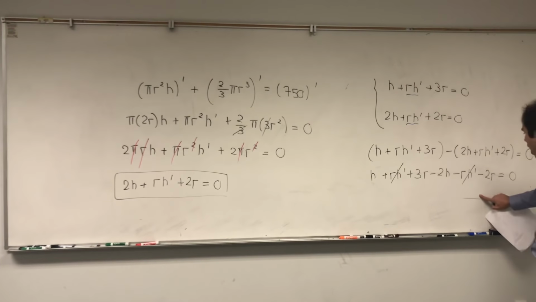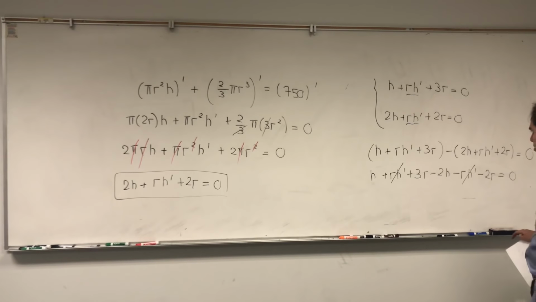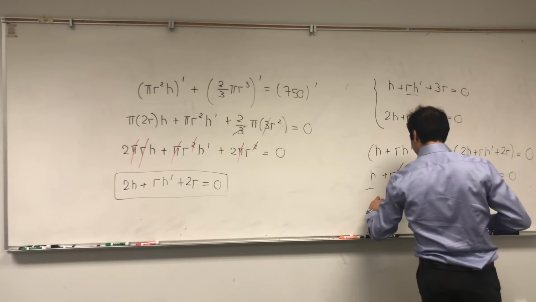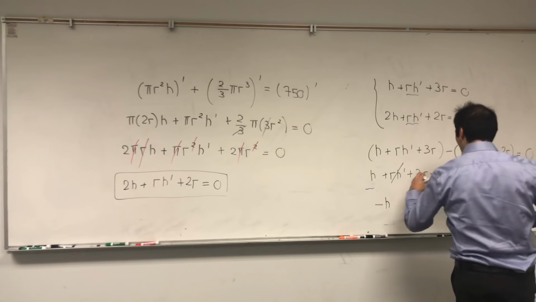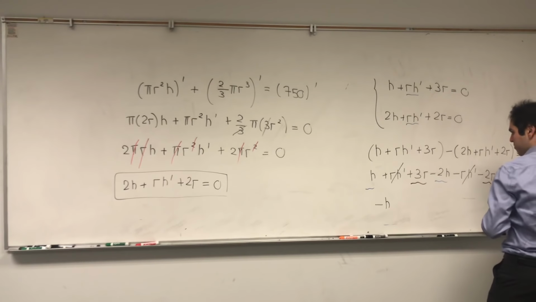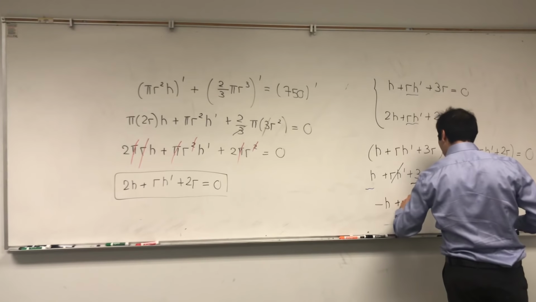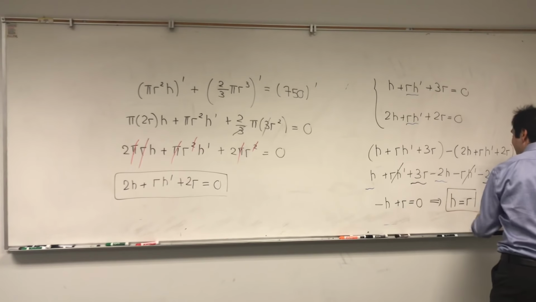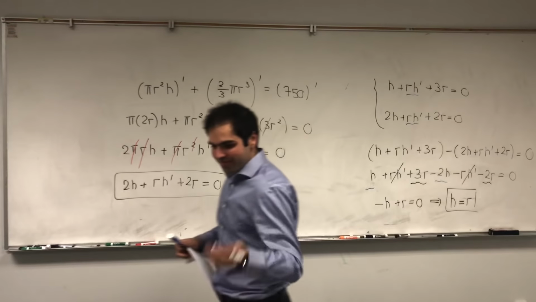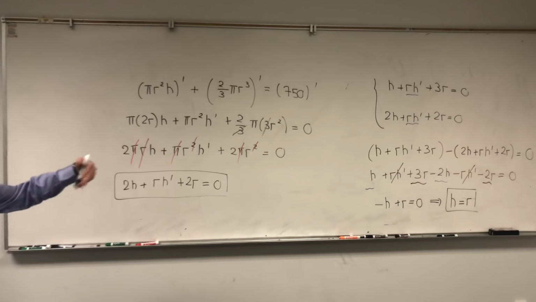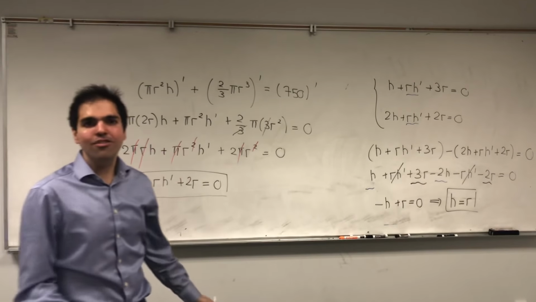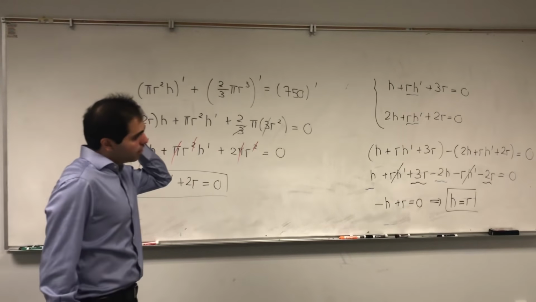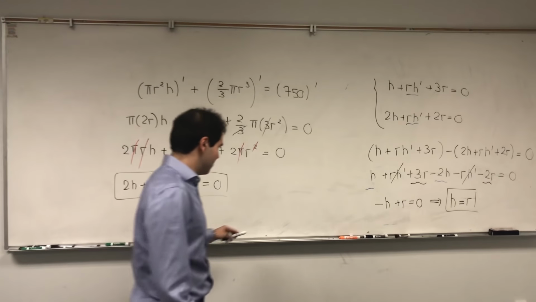And then what we end up with is the following. So h minus 2h, that's minus h. And then 3r minus 2r, that's r. So minus h plus r is 0. And so we get, again, like before, that h equals r. How pretty! And then you can just solve for r, for instance, using the fact that the volume is 750 cubic meters. Yeah, I think that's the main thing you can do in this case.